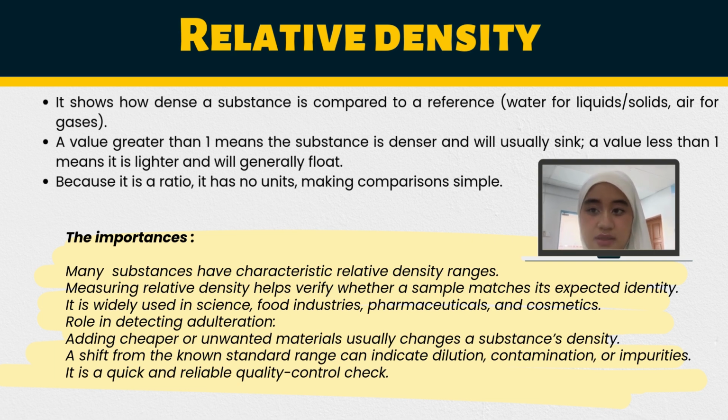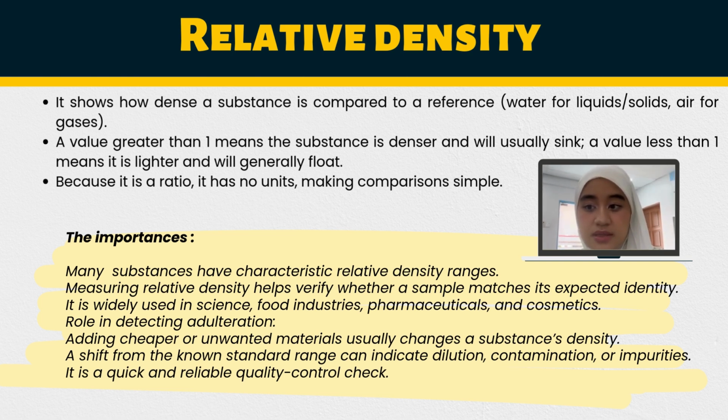Relative density shows how dense a substance is compared to a reference, which is water for liquids and solids, and air for gases. A value greater than 1 means that the substance is denser and will usually sink, and a value less than 1 means it is lighter and will generally float. Because it is a ratio, it has no unit, making comparison simple.